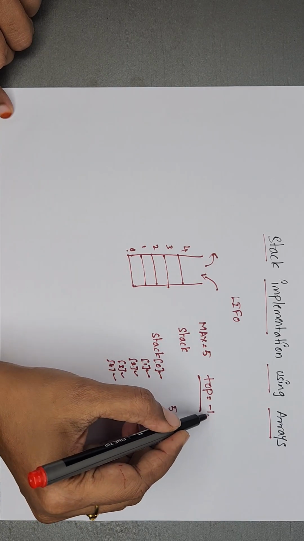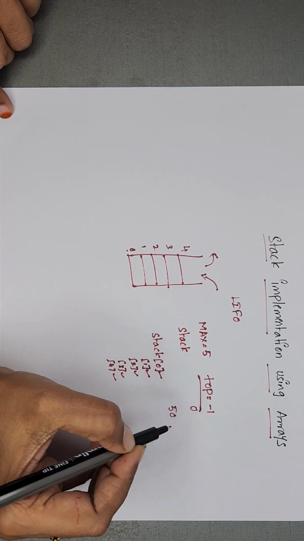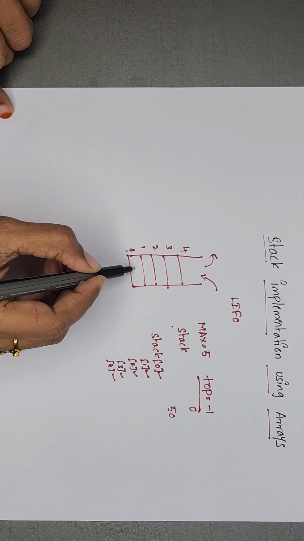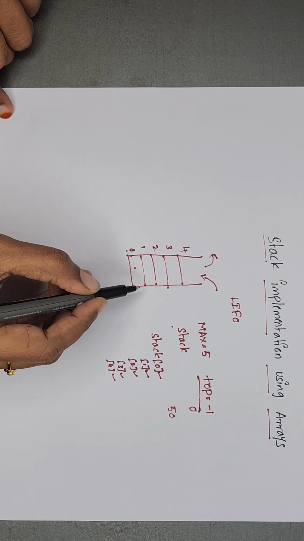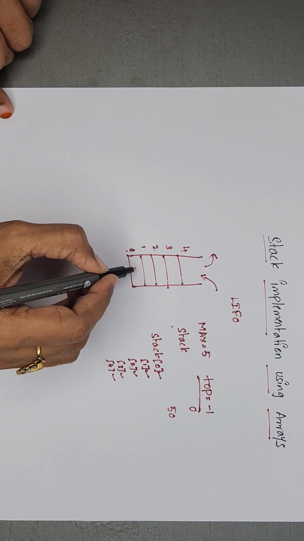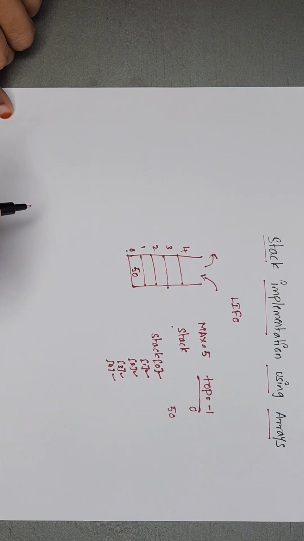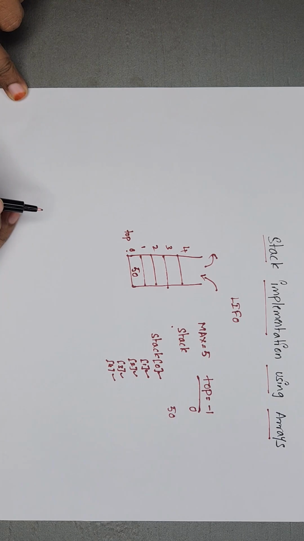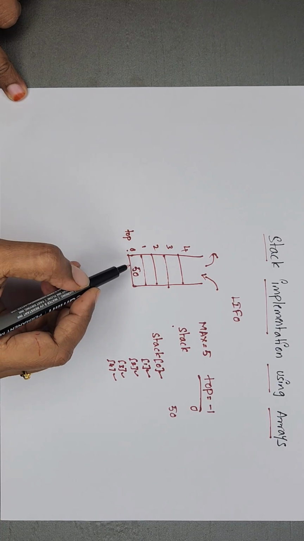After incrementation, -1 plus 1 it becomes 0. So stack of 0. Stack means array name. Stack of 0 means this memory location. How to access this memory? Stack of 0. In stack of 0, I am going to assign 50. Now top is 0. Okay, clear?